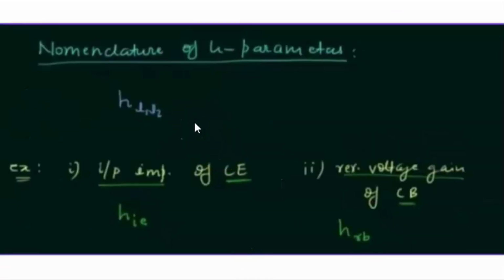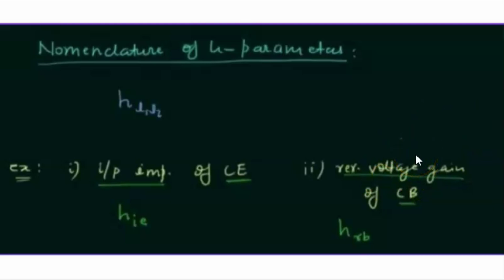Now let us talk about the nomenclature of the H parameters. So example के लिए हम लोग देखते हैं that we have the input impedance of common emitter. So first of all, we are going to use the H keyword. उसके बाद यहाँ पे जैसे लिखा है input impedance, so we are going to take the I from the impedance, and we have to give the input impedance of common emitter, so we are going to take the E from the emitter. So the naming is going to be equal to HIE.